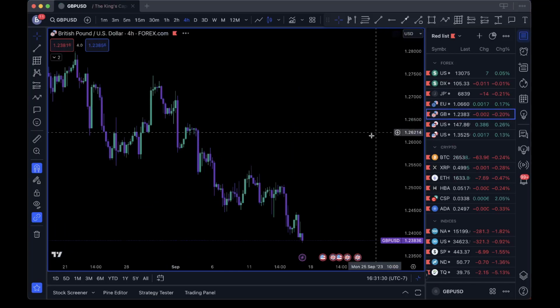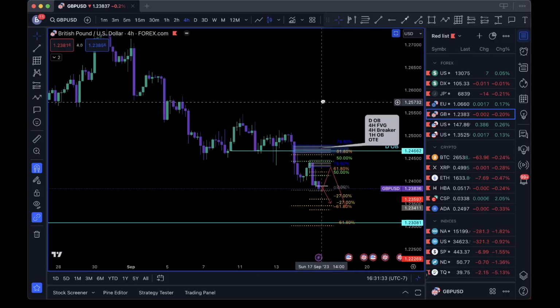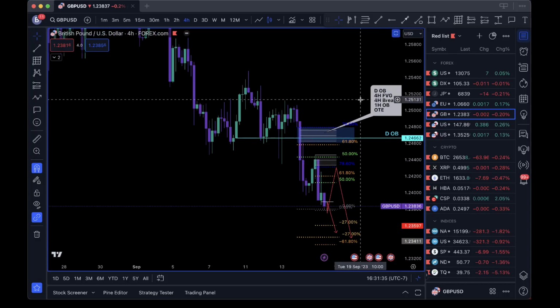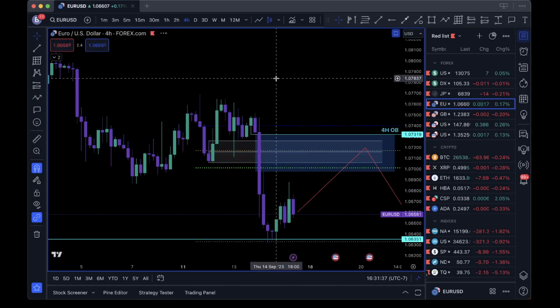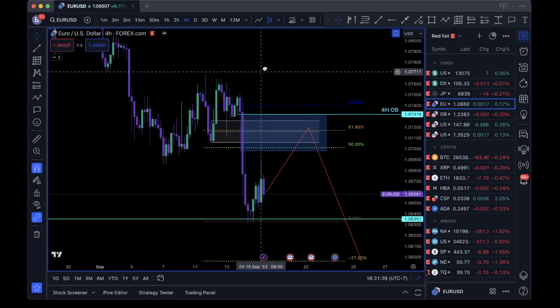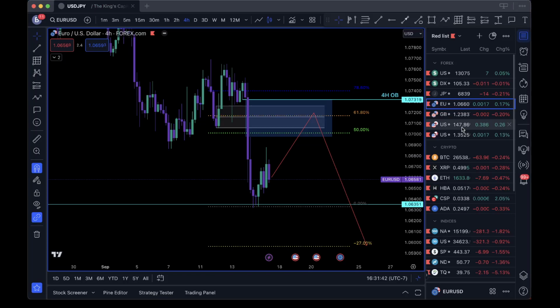So, let's move on from GBP USD. I'm not 100% certain on this one. It's super messy. Not loving it. EU seems a lot clearer to me. EU just seems a lot clearer to me. What do we have right here?